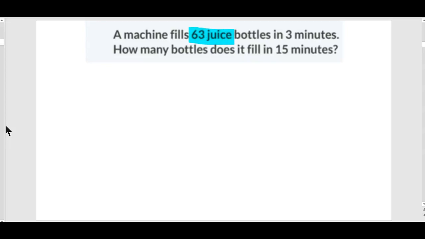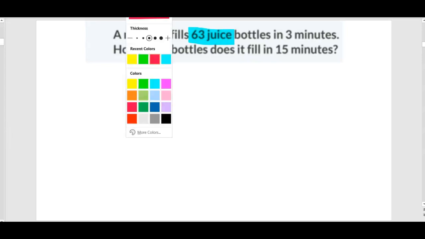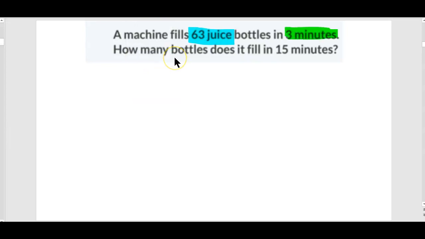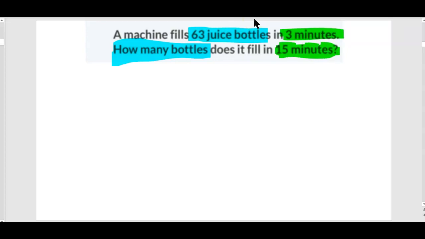A machine could fill 36 juice boxes in 3 minutes. But they want to know how many bottles it fills in 15 minutes. I had this backwards to the color coding here, so let's fix this really quick. How many bottles? Juice bottles. 3 minutes, 15 minutes. See, there's our time. It's just a ratio with time.